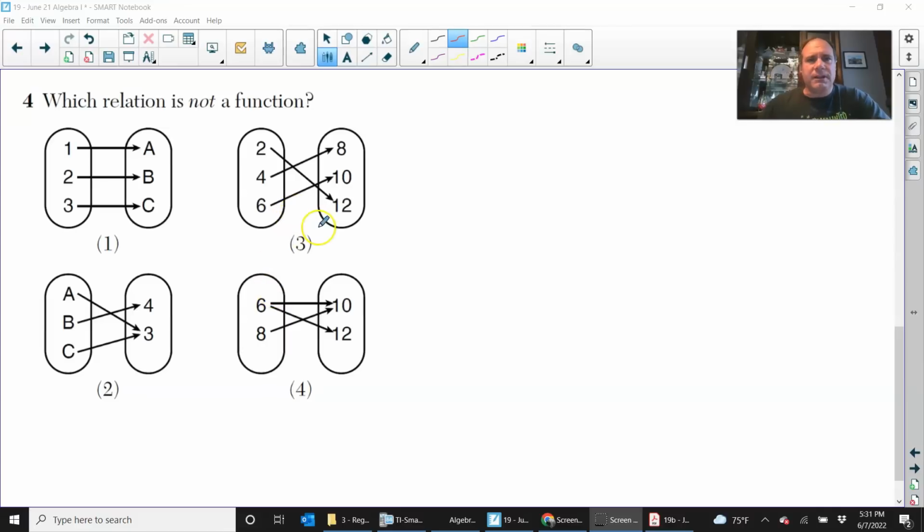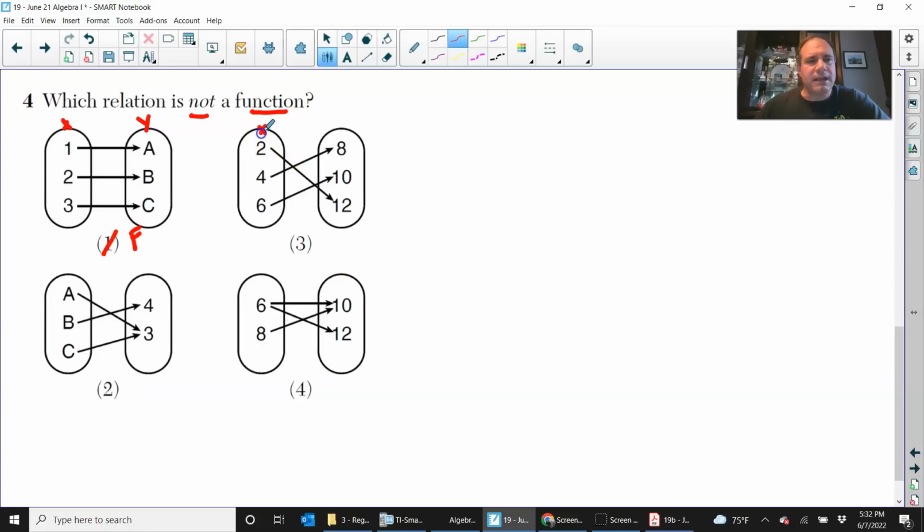This number 4, they're asking which relation is not a function. Just remember, every x must have its own y for a function. Let's see if the x repeats. If the x repeats, it is not a function. So this is your x value. This is your y value. Every x has its own y. This is a function, so that's out.